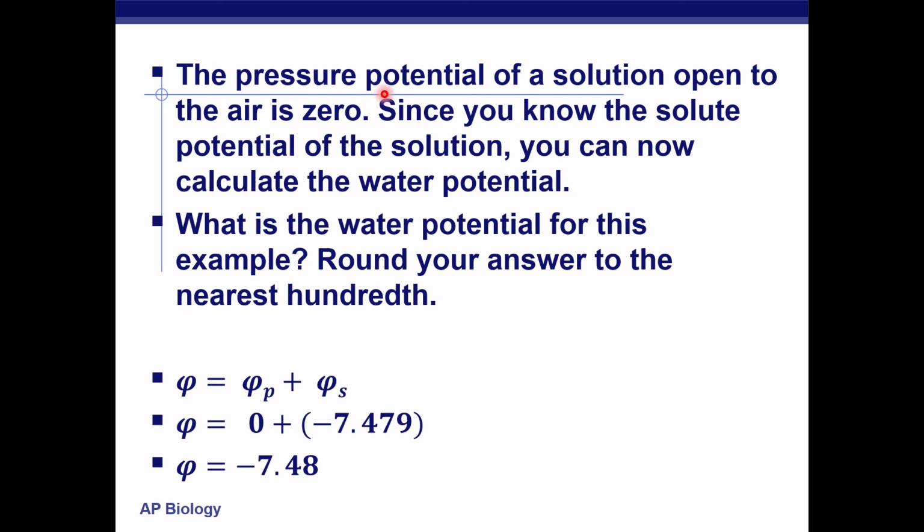But the pressure potential of the solution open to the air is 0. Since you know the solute potential of the solution, you can now calculate the water potential. So now we need the water potential equation. Water potential is pressure potential plus solute potential. My pressure potential is 0 because it is open to the air, so it's just sitting in a beaker somewhere. Solute potential is what we found on the last problem, negative 7.48. And so when I do that simple math, that's my water potential.